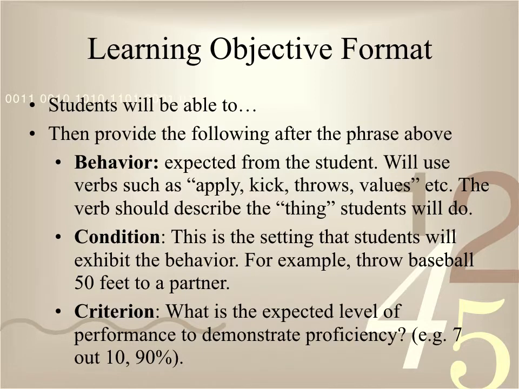Then the criterion. This is the area that I have found that students, when they're writing objectives, tend to forget and don't add. What is the expected level of performance to demonstrate proficiency? Another way to think about it: what is the level that you expect to master the skill, or the test, those types of things. So is 7 out of 10 good? 70%? Do you expect 90%? And those types of things. So whatever that criteria is that you have.